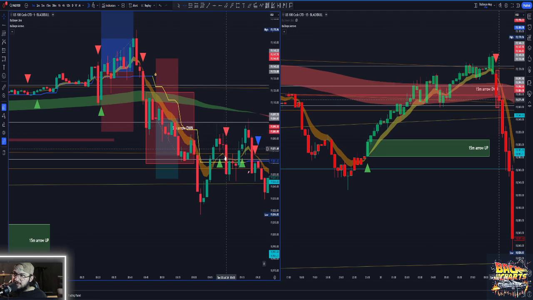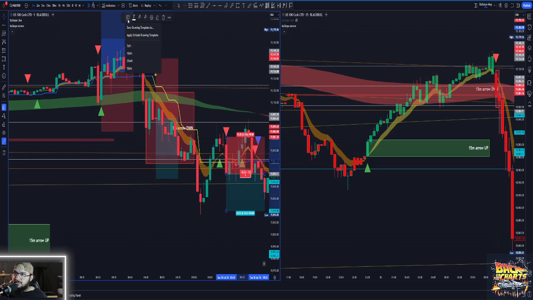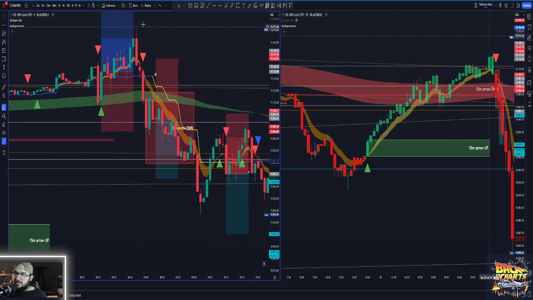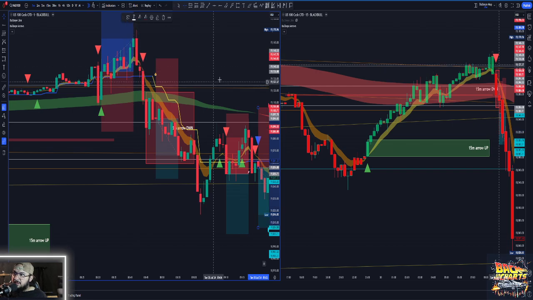Now we get another red arrow here, which could be a reason to sell. 50-point stop, almost gets touched. And then you get a cloud flip. So if we were to take all the potential entries, it would look something like that for the sales. All right.